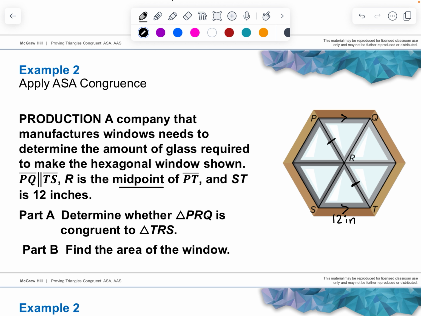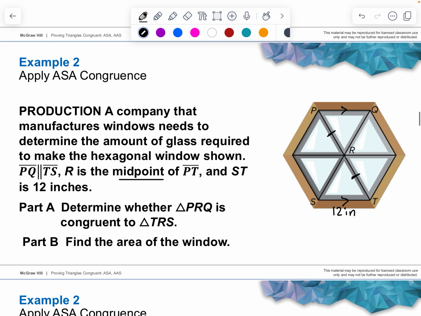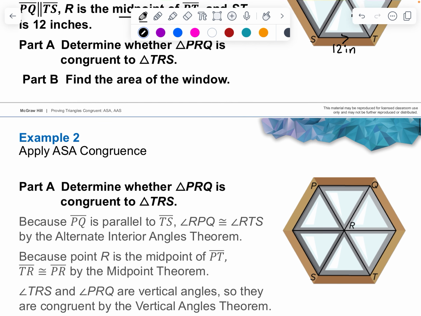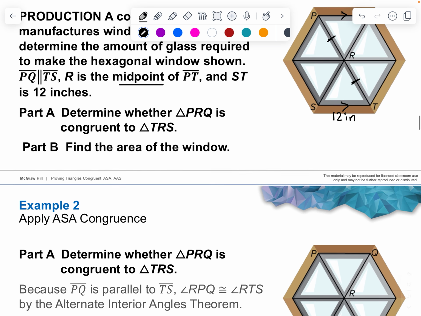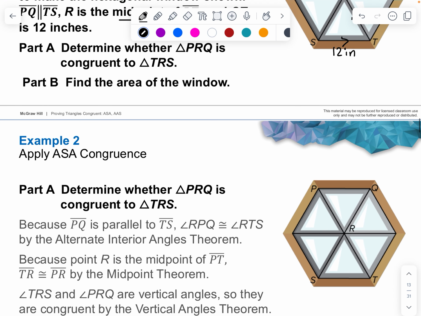Okay. Determine whether triangle PRQ is congruent to triangle TRS. Okay. And find the area of the window. So what do we know? You know what? Sometimes when it's in a picture like this, they wrote it out as a paragraph proof down below.